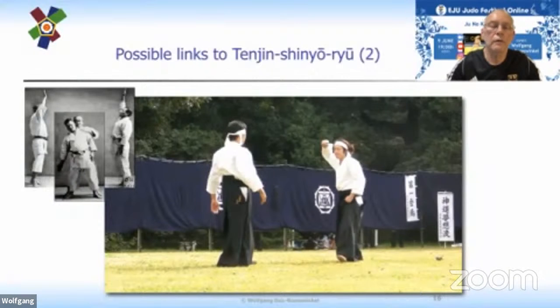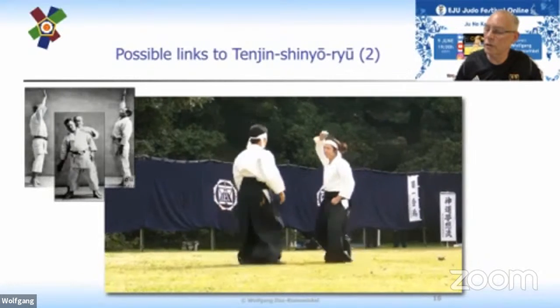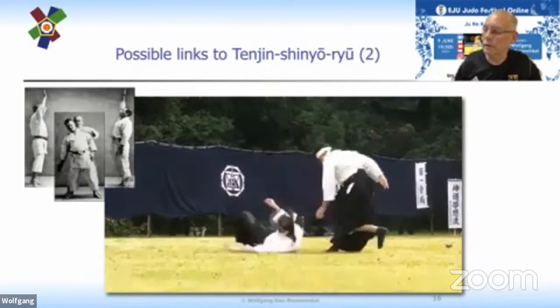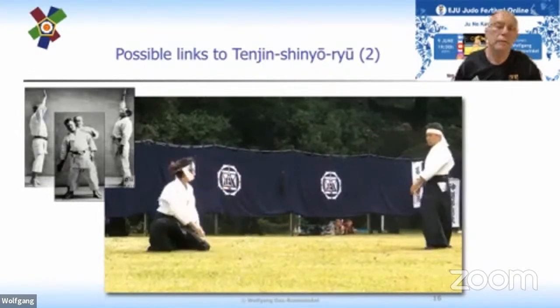technique in Tenshin Shinryu has some similarities with Kata Te Age in Juno Kata. So Tori and Uke approach each other, then Tori turns around and steps to the side and defends. So let's watch the Tenshin Shinryu version. Tori turns around and throws Uke backward.